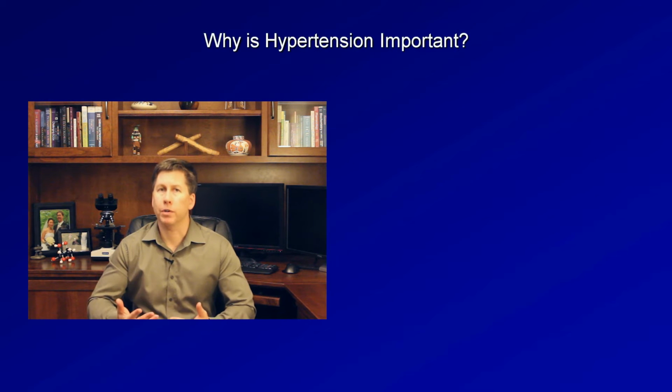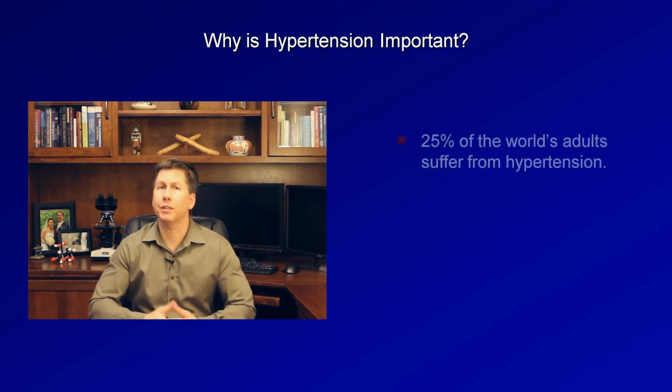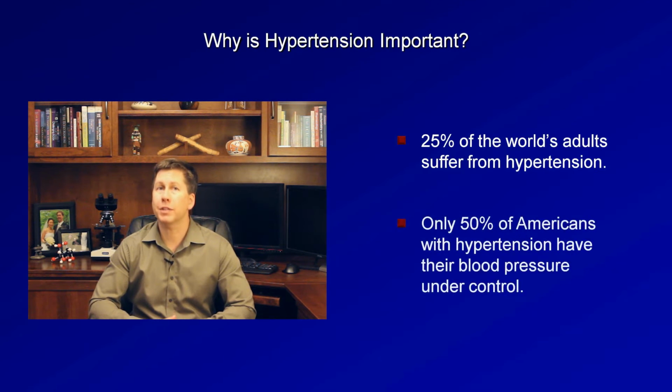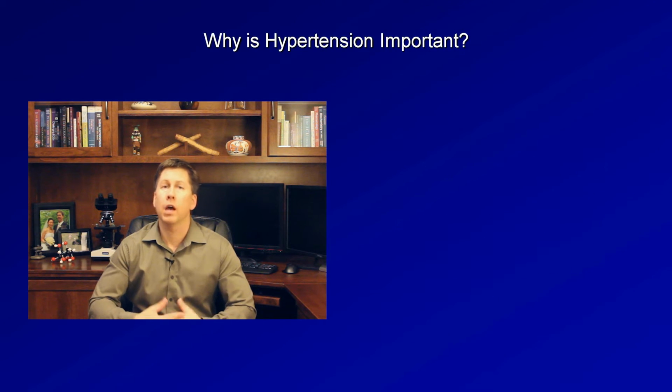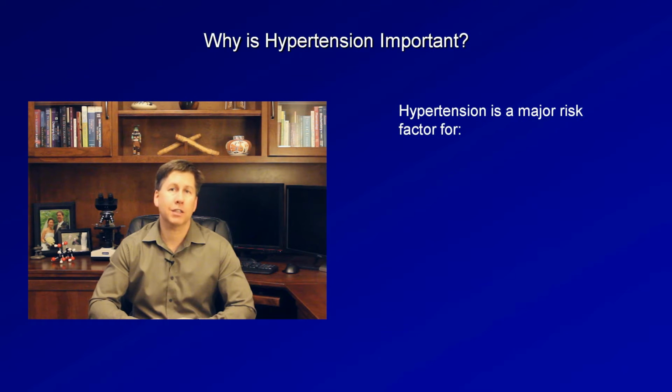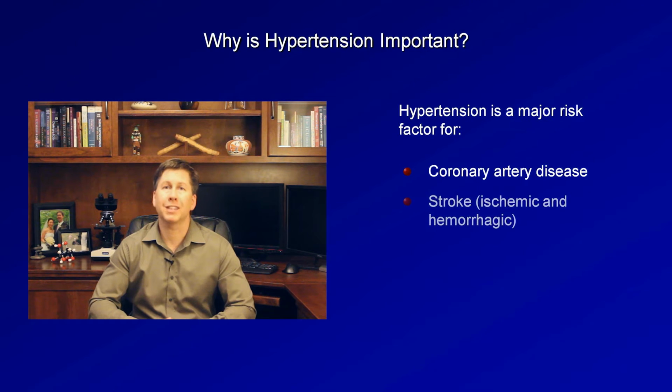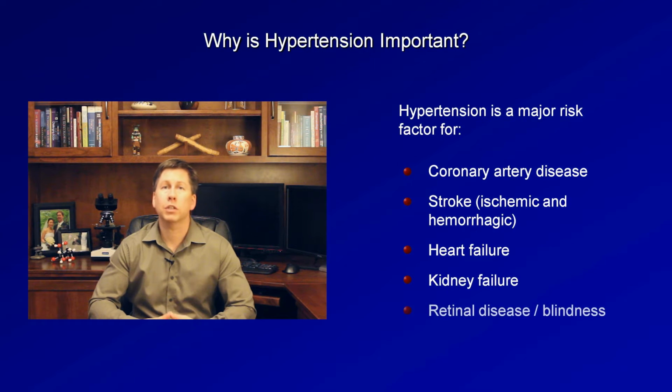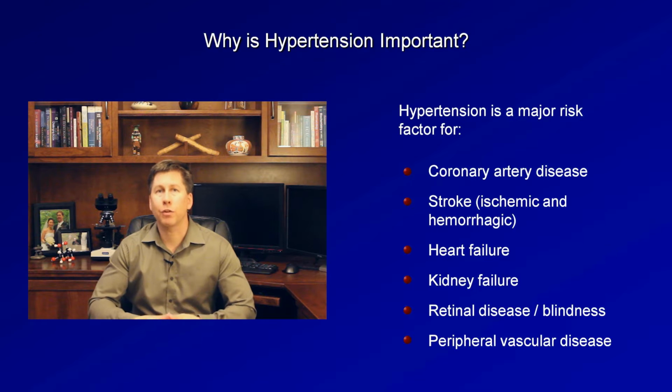So why is hypertension important? Well, to start with, approximately 25% of the world's adults suffer from it, and at least in the US, only 50% of those with hypertension have their blood pressure under adequate control. Hypertension is a major risk factor for all kinds of problems, most notably coronary artery disease, also known as heart disease, both ischemic and hemorrhagic stroke, heart failure, kidney failure, retinal disease and blindness, and peripheral vascular disease. And appropriate treatment of hypertension clearly helps to mitigate the risks of all of those life-threatening complications.